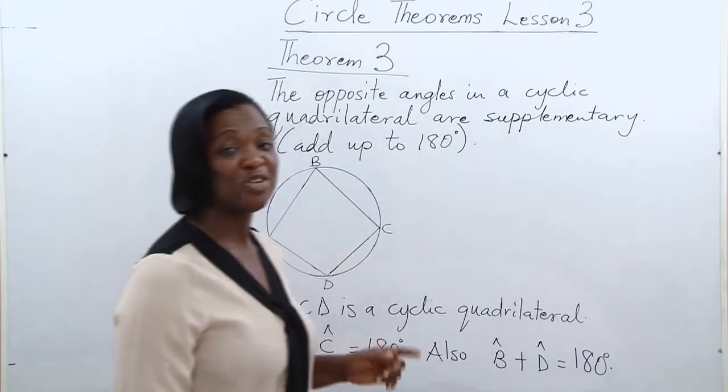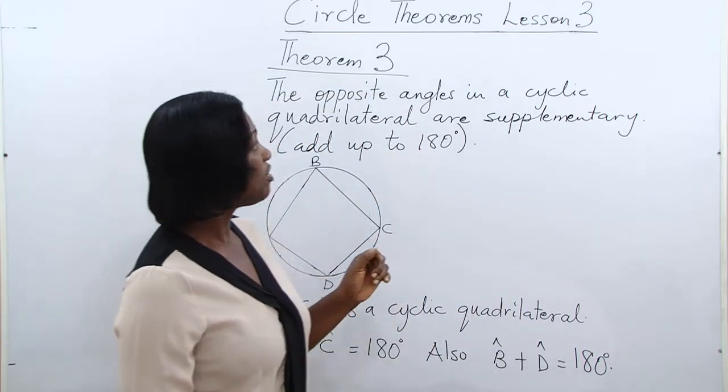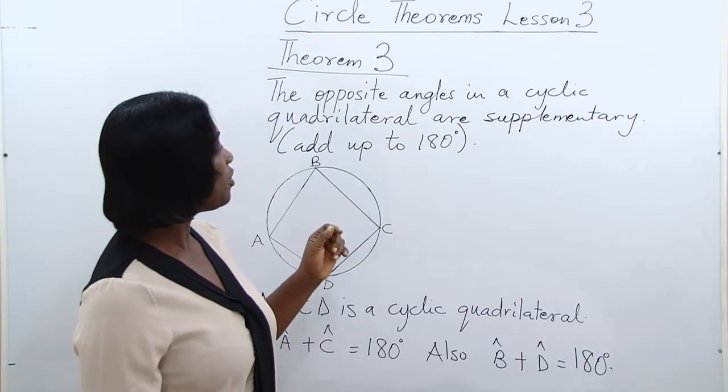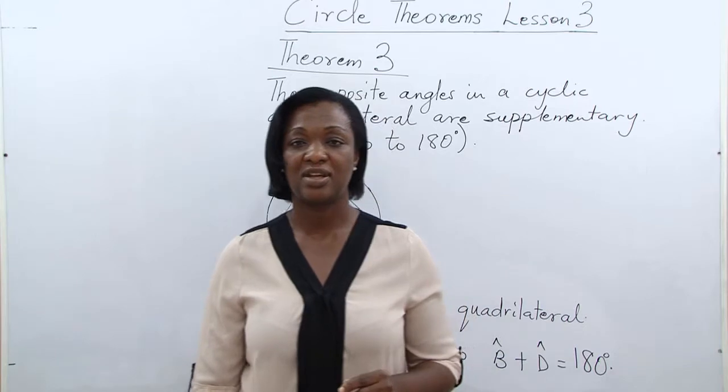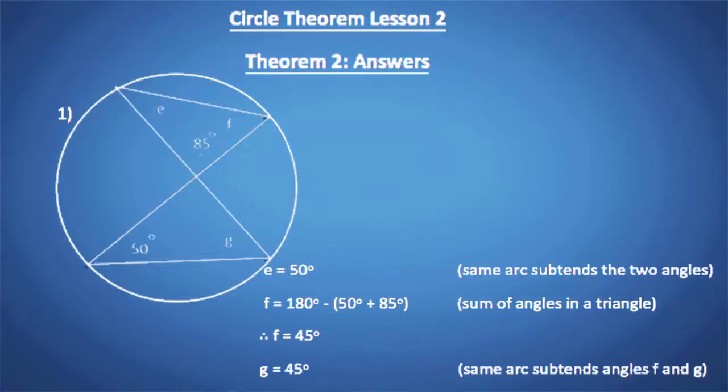Today we are continuing our lessons on circle theorems. But before we go into what we have for today, let's look at the answers to the last exercise. Question 1. We are supposed to find the values of angle E, F, and G. The value of angle E is 50 degrees because the same arc that subtends the angle that measures 50 degrees subtends angle E.